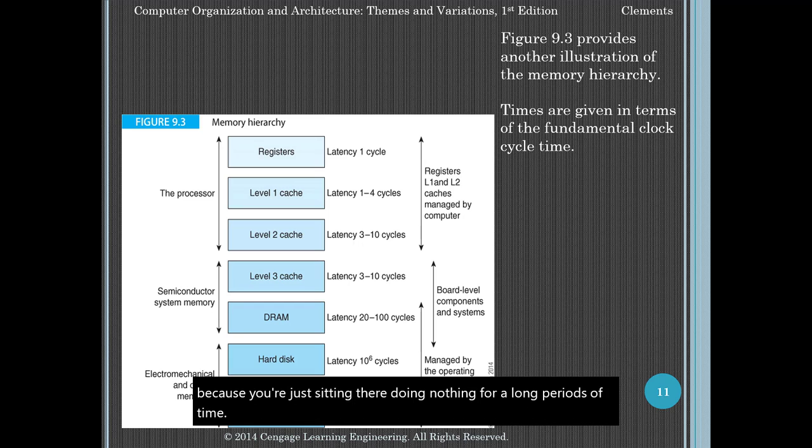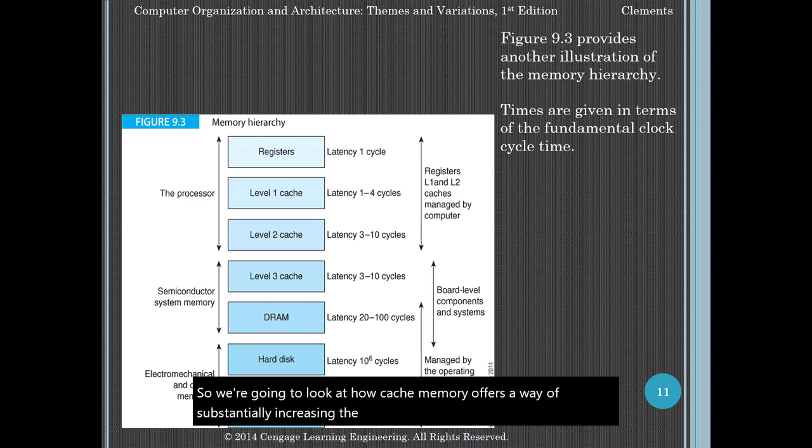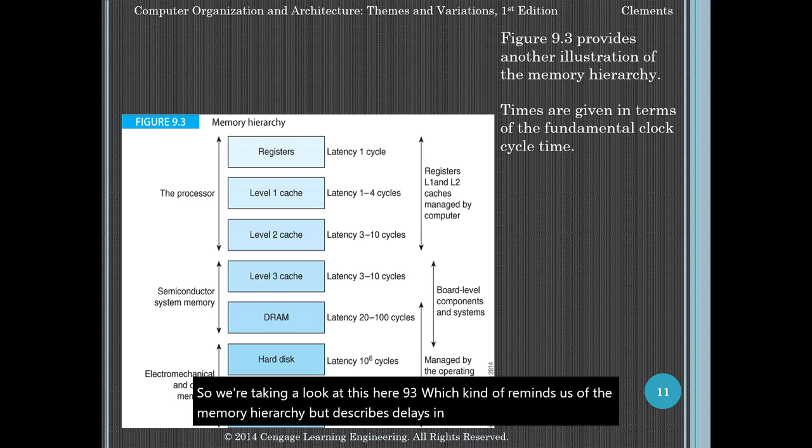So we're going to look at how cache memory offers a way of substantially increasing the processor's performance without incurring an excessive economic penalty. Taking a look at this figure here, 9.3, which reminds us of the memory hierarchy but describes delays in terms of clock cycles. We can also see broken out over here on the side, this is the processor, we've got our registers, and then we're going to assume two levels of cache. The L1 and L2 caches are managed by the computer. So everything up here is managed by the hardware, automatically, like we said.